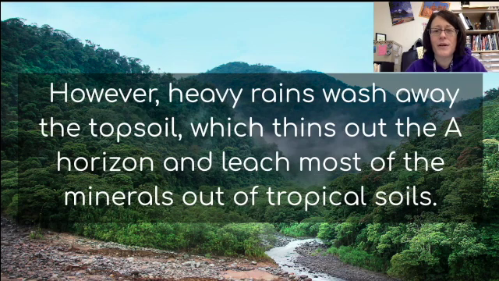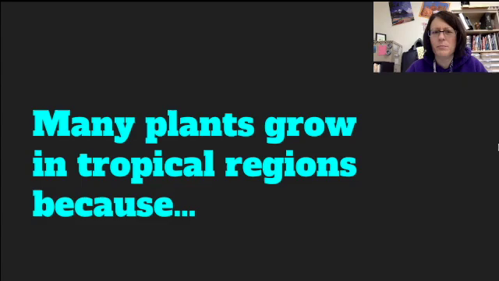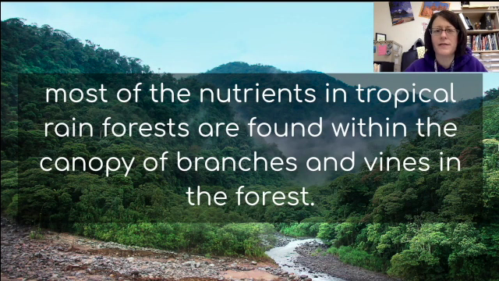But heavy rains wash away the topsoil, which thins out the A horizon and leaches most of the minerals out of tropical soils. So, even though they have these thick soils due to all of this material and these high temperatures, you would think they would have great soil due to all the vegetation, but no, the nutrients are quickly taken out from it by heavy rains. But many plants grow in tropical regions so this is why they can still thrive.